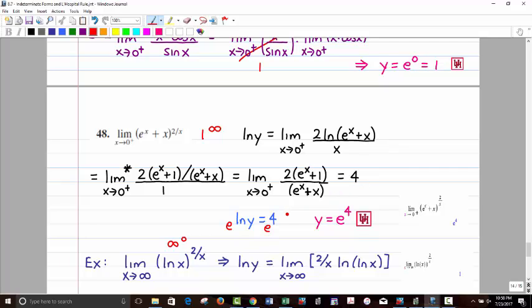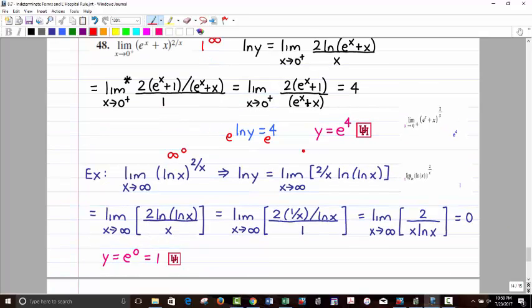So we get 4, but remember 4 is not y, it's ln of y. So we have to e both sides. And then we have e to the 4. So y equals e to the 4, and there it is in Maple.